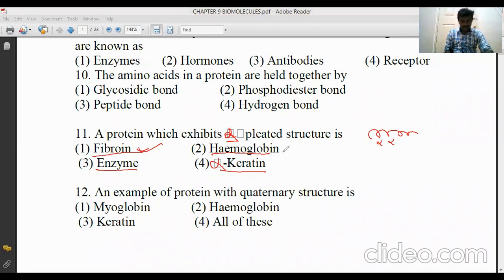Let's see, hemoglobin is also a protein, enzyme is also a protein, and keratin is also a protein. Hemoglobin generally exhibits quaternary structure, so it is a wrong option. Enzymes generally have tertiary structures. Alpha keratin has secondary structure. A protein which exhibits secondary structure is fibroin. So for the 11th question, the correct option is 1.